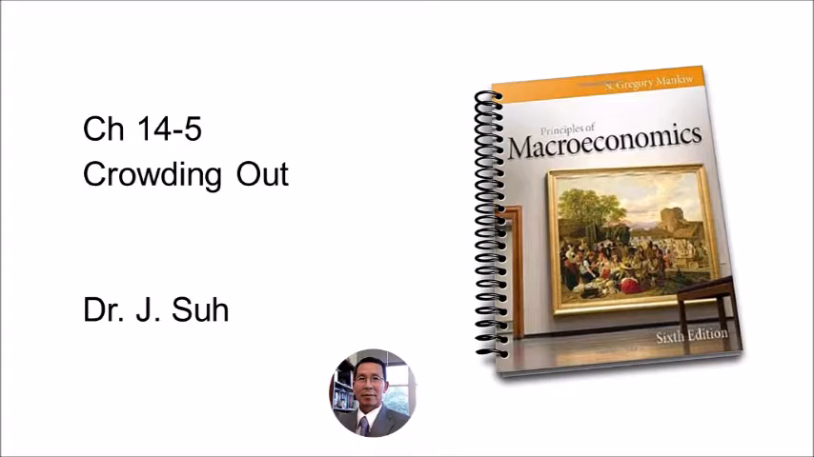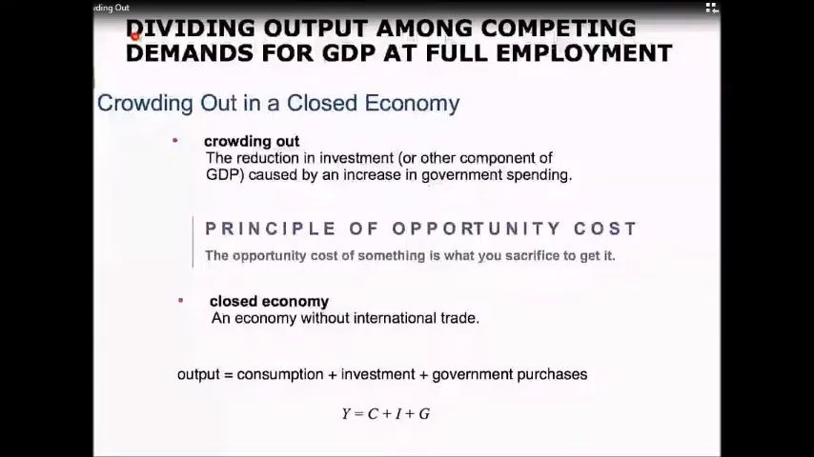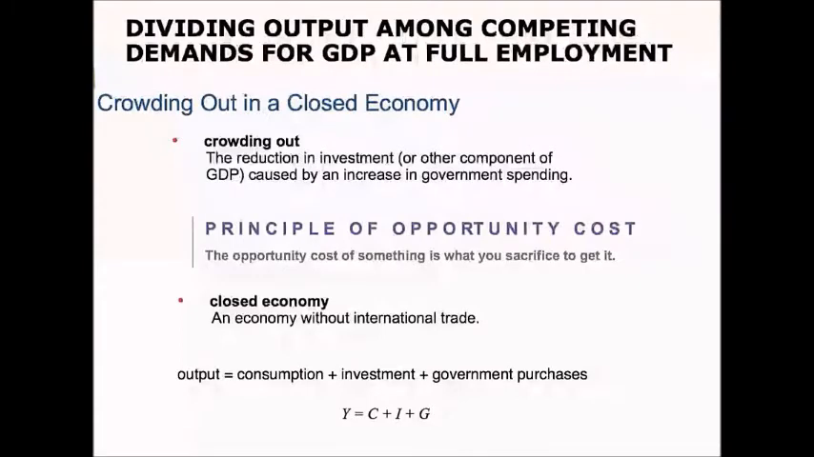Another interesting feature we get when we look at long-run models is something called crowding out. And if we look at how we divide output among different demands for GDP at full employment. So remember, when we looked at total GDP, we were able to figure out who was buying it. This was the expenditures approach for adding up GDP. And we had GDP, or output, was consumption plus investment plus government purchases plus net exports.